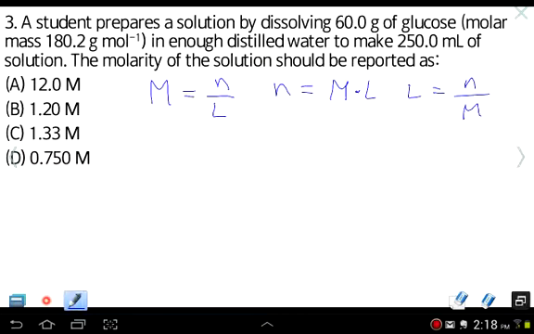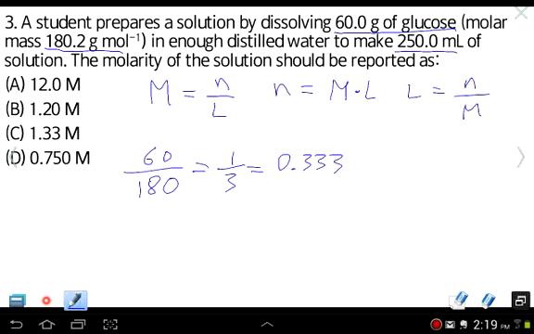So a student prepares a solution by dissolving this much glucose. The molar mass is given, as is usually the case with multiple choice questions, and enough water to make 250 milliliters of solution, and we're asked to find the molarity. So let's first get the moles, and we get the moles by dividing grams by molar mass, so 60 over 180. Now, again, you can't use a calculator here, so you have to recognize that 60 goes into 180 three times, but we're doing 60 divided by 180, so really we have a third. In other words, 0.333 repeating. So we have a third of a mole, essentially.